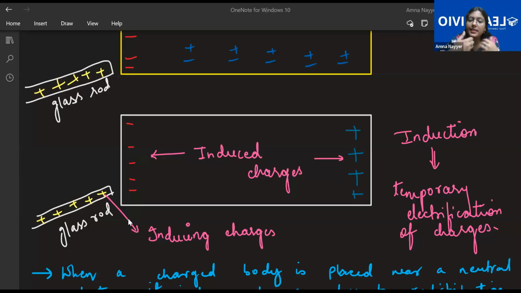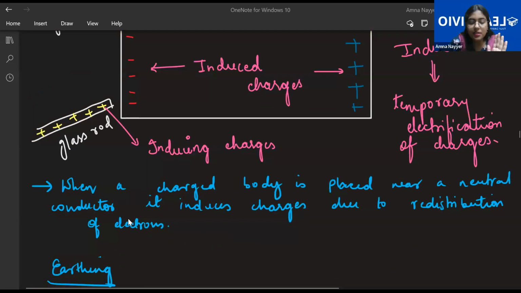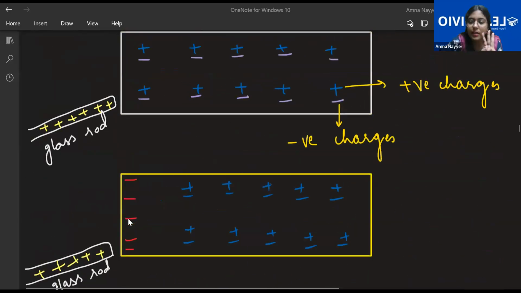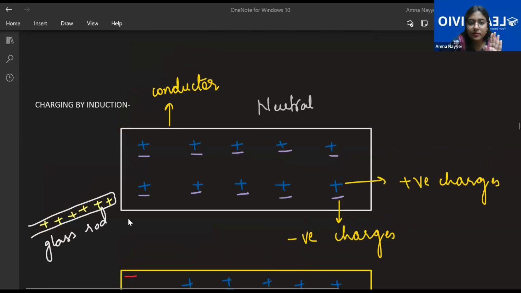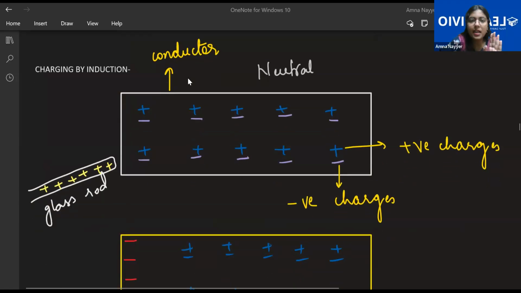The charges that get separated are induced charges, and the charges that are helping in the process of induction are inducing charges. Is it clear, that last method that was there? Clear? Aisha, Marwa?